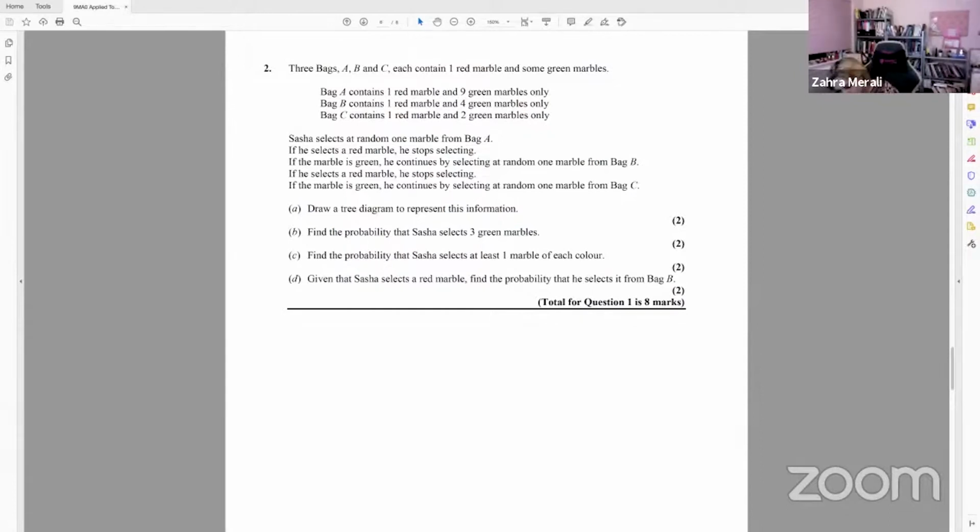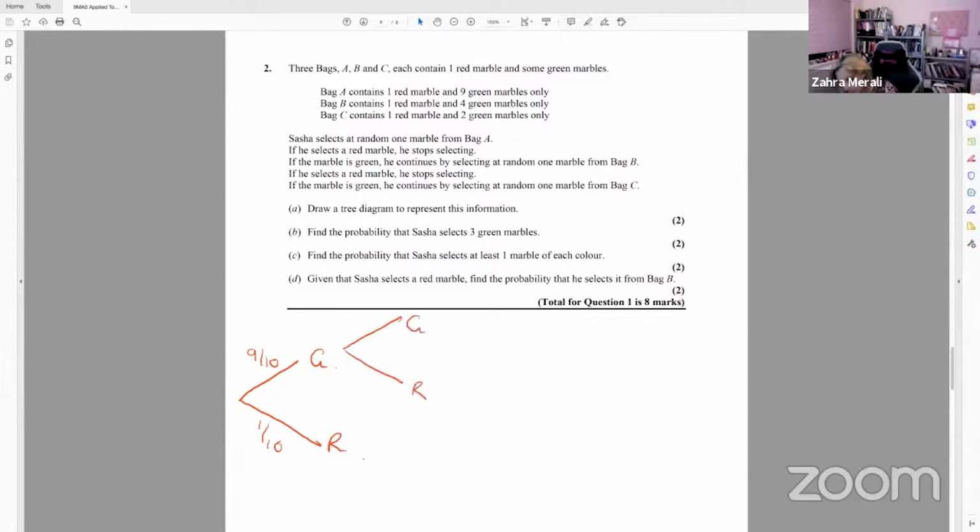So from bag A, we've got two options. We're either going to collect a green marble or a red marble. A green marble is 9 out of 10, and a red marble is 1 out of 10. If he selects a red marble, he stops, so there's going to be no lines coming out of it. But for green, he keeps going.